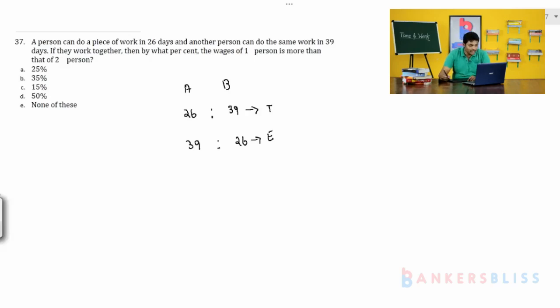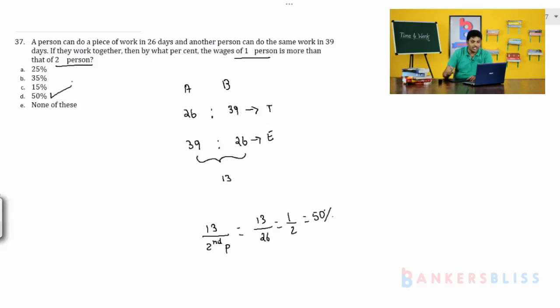But now they are asking us what percent the wages of first person is more than the wages of second person. So, what is the difference here? The difference is 13. But with respect to the second person you have to calculate. So, 13 is the difference divided by second person, that is 26. So, 13 by 26 means 1 by 2, which is equal to 50%. So, your answer is D, 50%.